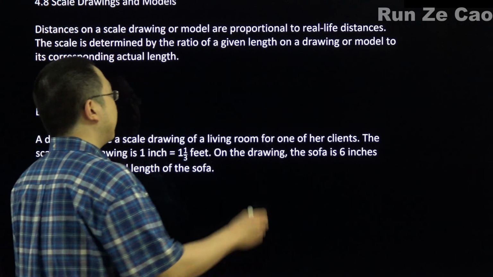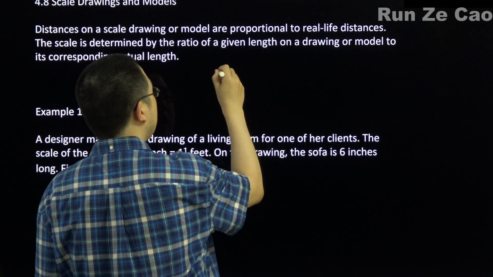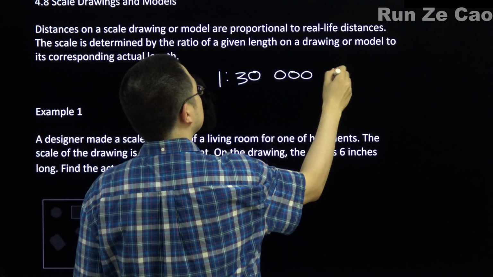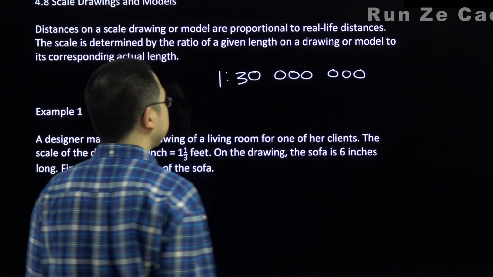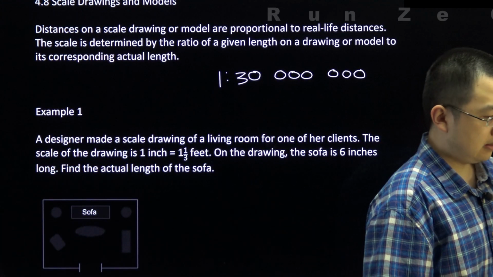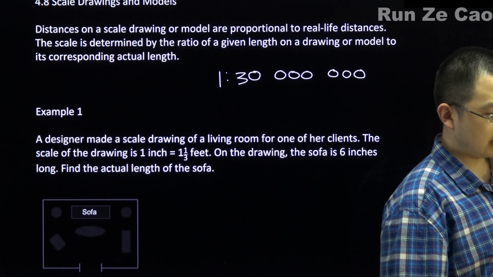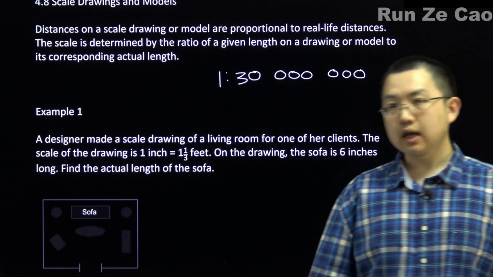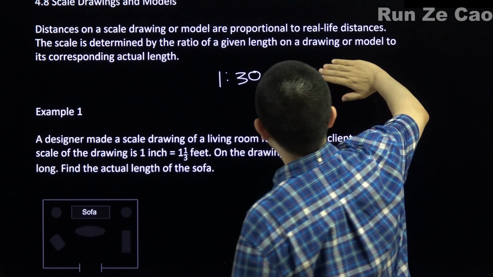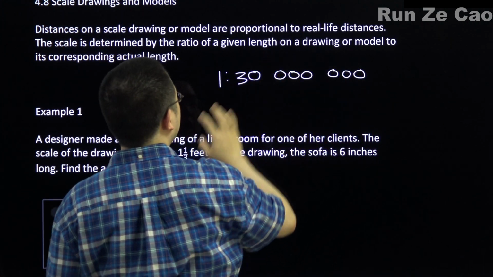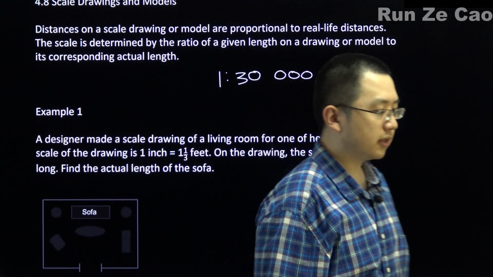So for example, on a map you might see a scale of 1 to 30 million. That would mean 1 millimeter on this map is, take off 3 zeros for meters, take off another 3 for kilometers. So 1 millimeter on the map is 30 kilometers.